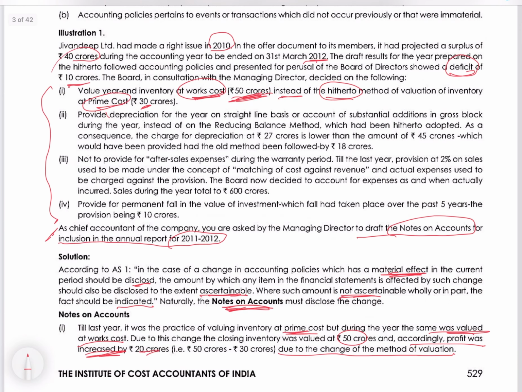Second, provide depreciation for the year on straight line basis on account of substantial additions in gross block during the year, instead of the reducing balance method which has been hitherto adopted. As a consequence, the charge of depreciation at 27 crores is lower than the amount of 45 crores which would have been provided had the old method been followed. That is 18 crores difference. Can you see 27 plus 18? Okay, it's 45.